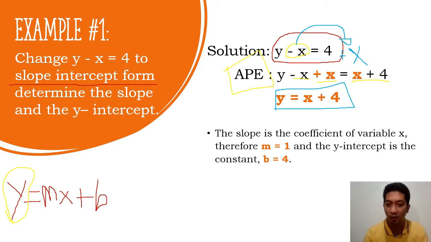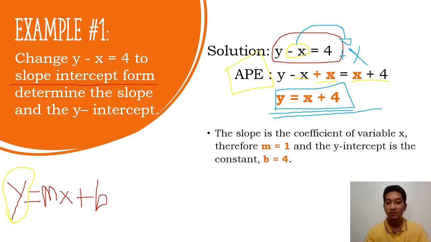So ano bang kasama ni y dito? Negative x. So how do you get rid of negative x? Paano ba siya paalisin? You can use APE para mawala siya, or you can just use the transposition method. Pag inilipat mo yung negative x sa kabilang side, magiging positive x siya. And it will give you y equals x plus 4. So meron ka na ngayong y equals mx plus b. Okay. So always remember na kapag simplified na yung right side of the equation mo, and kapag wala nang kasama yung y dun sa right side or left side of the equation, that gives you already the slope-intercept form.